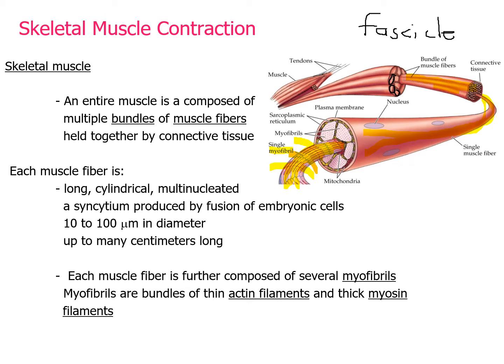So the diameter is fairly small, 10 to 100 micrometers. Just to give you something to compare to, the diameter of a single red blood cell is about 8 microns. That's a micron or a micrometer. Okay. So you have these myofibrils that are bundles of thin and thick filaments.